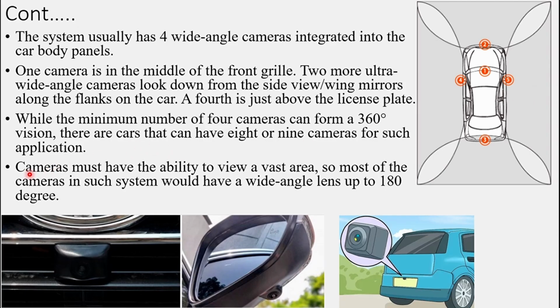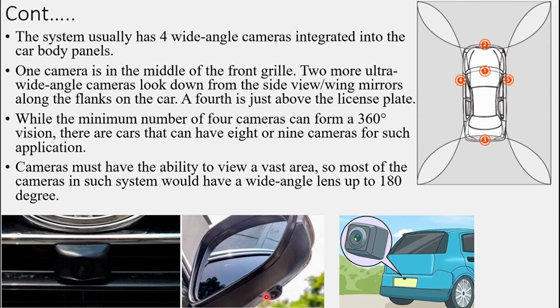See this, cameras must have the ability to view a vast area, so most of the cameras in such a system have a wide lens up to 180 degrees. So the field of view of cameras used in this particular functionality is wide. For example, this particular camera which is on the front, with this camera which is on the mirror. Now this is camera number 4 and 5 in this drawing.